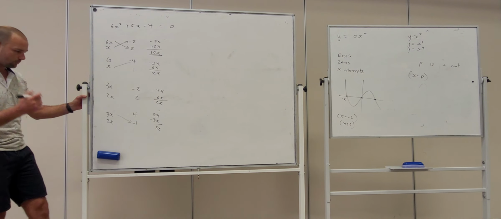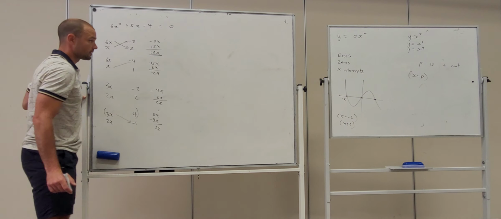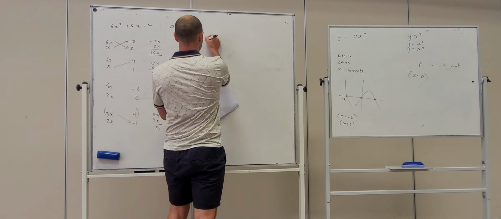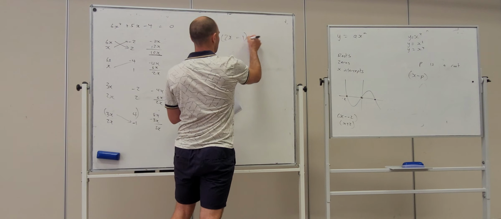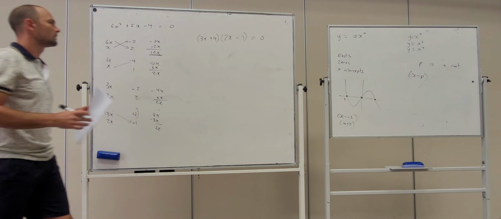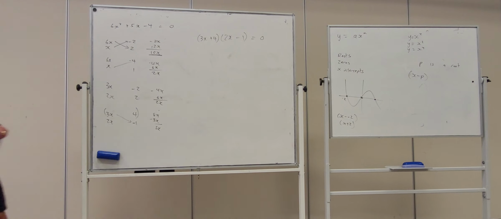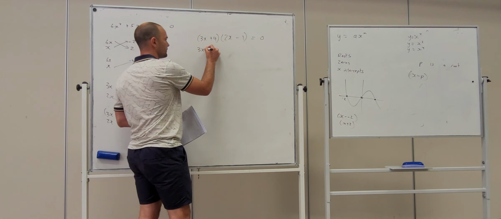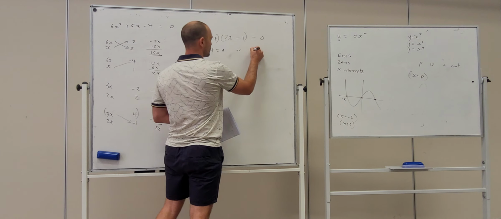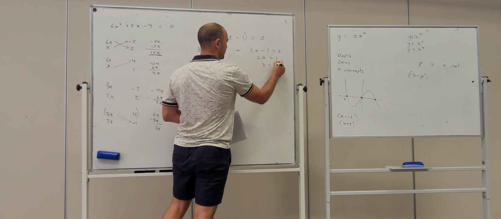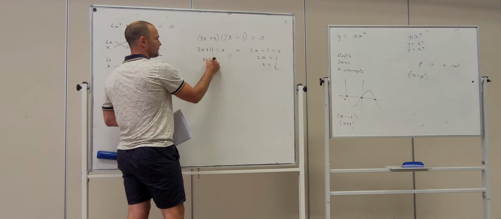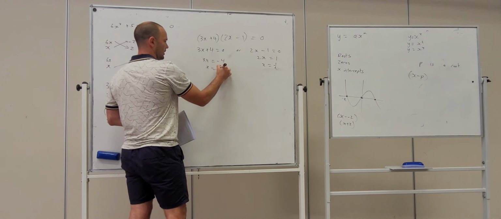It's a little bit annoying. What we'll do, we wrap the brackets around horizontally. So we have 3x plus 4 multiplied by 2x take 1 is equal to 0. Okay, apply the null factor law. 3x plus 4 is 0, or 2x take 1 is 0. 2x is 1, x is a half. And then over here we'll have 3x is negative 4, x is minus 4 over 3.